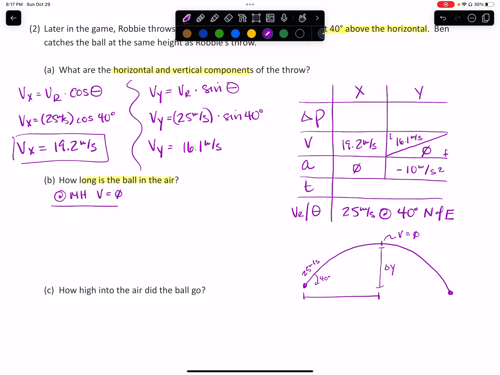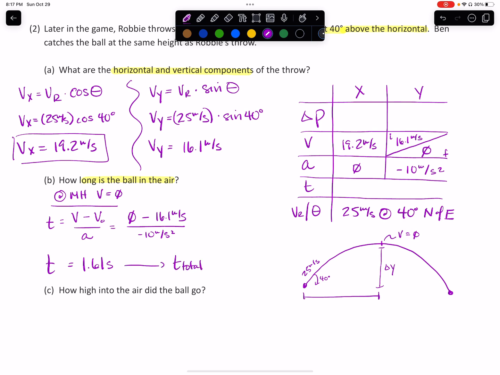Then I can use my acceleration formula, where v final minus v initial divided by acceleration equals time. We're going to plug in 0, and then we have minus 16.1 meters per second divided by negative 10 meters per second squared. So this time is going to be equal to 1.61 seconds. But this is at max height. So if I want to figure out the total time, I need to multiply that value by 2. I need to double it. So the total time in the air is 3.22 seconds.